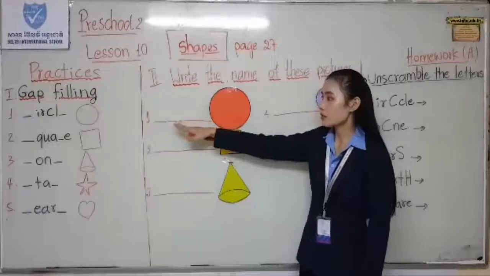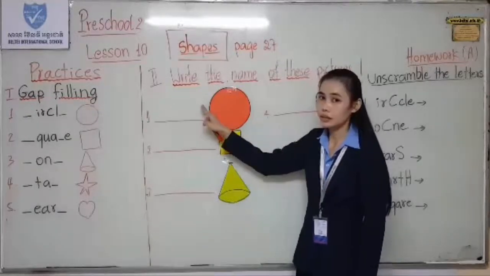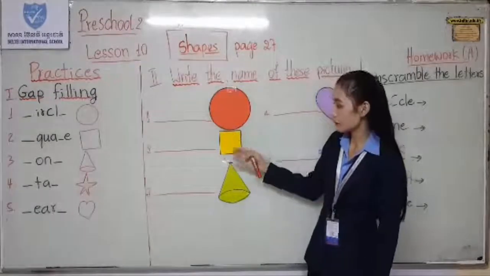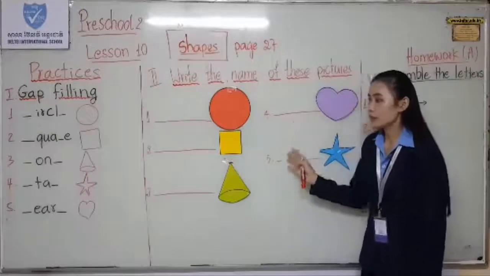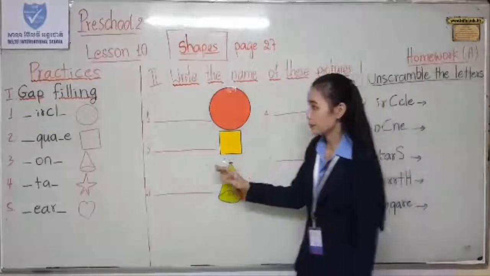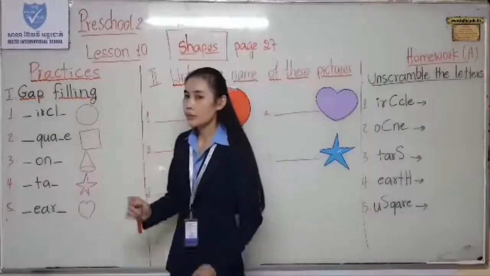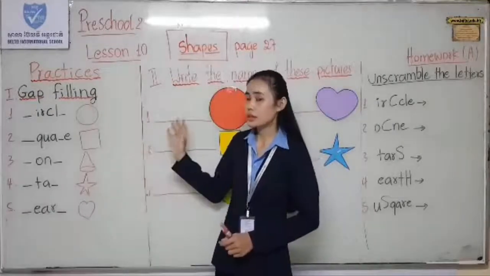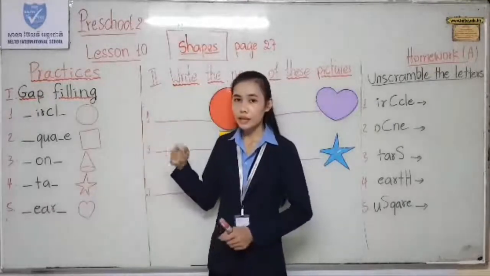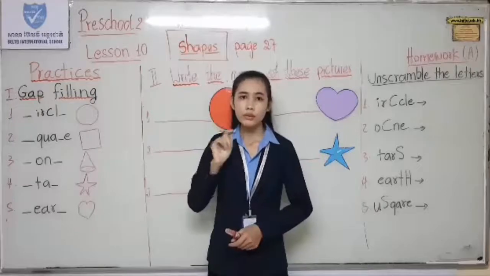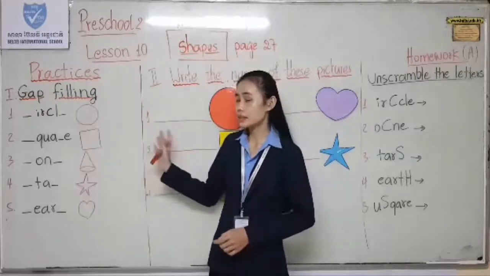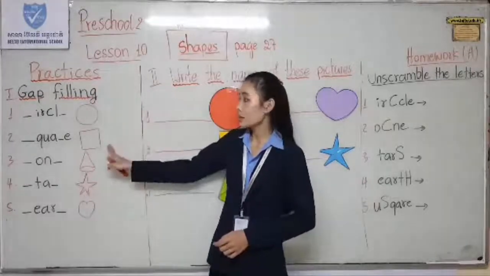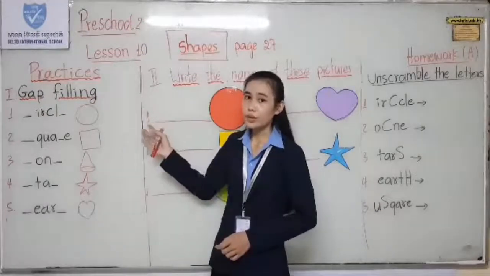Look at this picture. What is it? And then write it. Okay? And number two, number three, number four, number five is the same. So, everyone, before I correct both exercises, I would like you to stop this video and let's practice. After that, we are going to correct together.